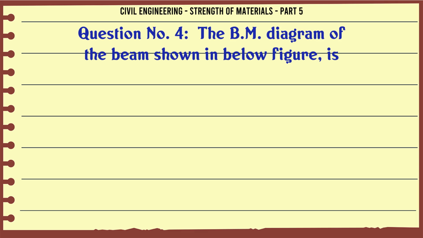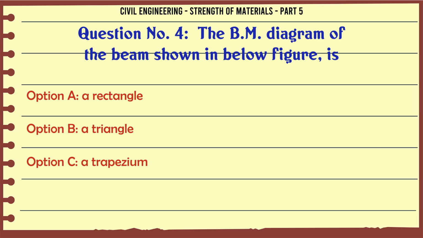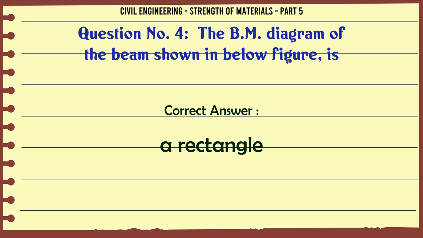The BM diagram of the beam shown in the figure below is: A. a rectangle, B. a triangle, C. a trapezium, D. a parabola. The correct answer is a rectangle.